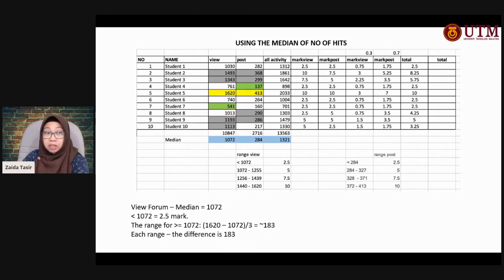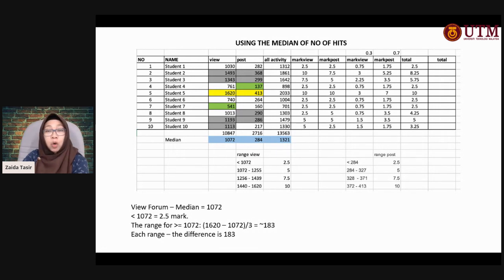For example, student number 1 has 30 hits, so it falls below the median total hits. Then I only give that student 2.5, but not to the second student. The second student shows 1493, so it falls under the fourth category of the range of marks. Then I give the highest mark. Okay, so I move on to the range for post.